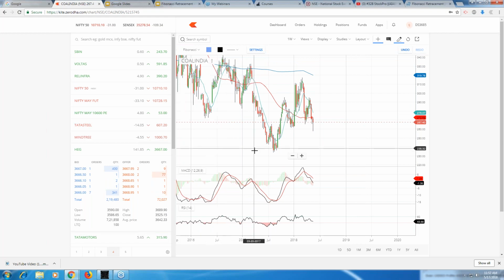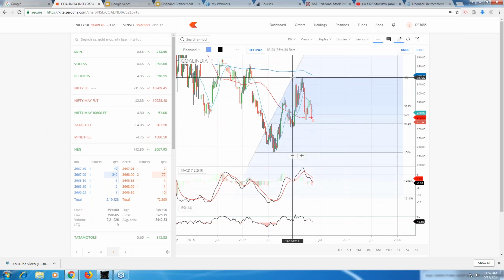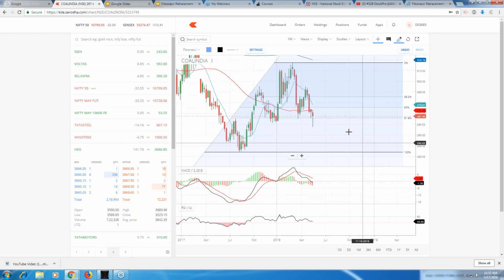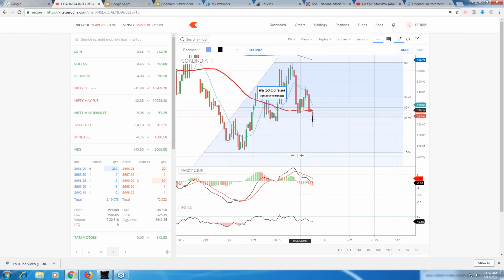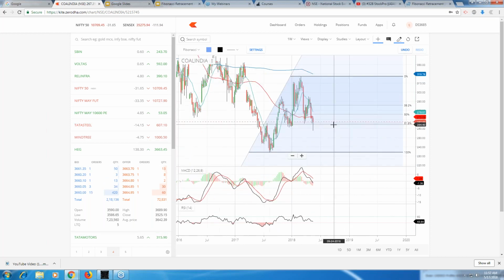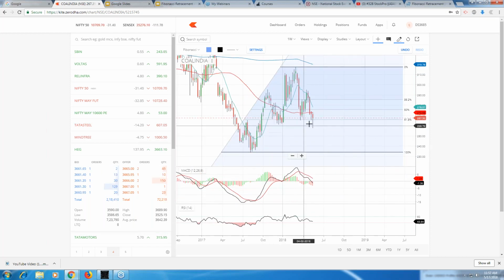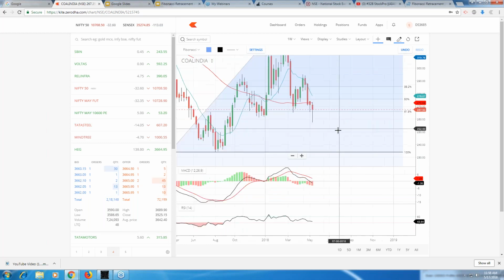Here, the recent low is this, and the recent high is this, right? If you can see, the price is getting retraced from 61.8%. So these are important levels. This is the Coal India graph. I've taken the weekly graph and the recent low and the recent high, and I'm looking at what the possibilities could be.